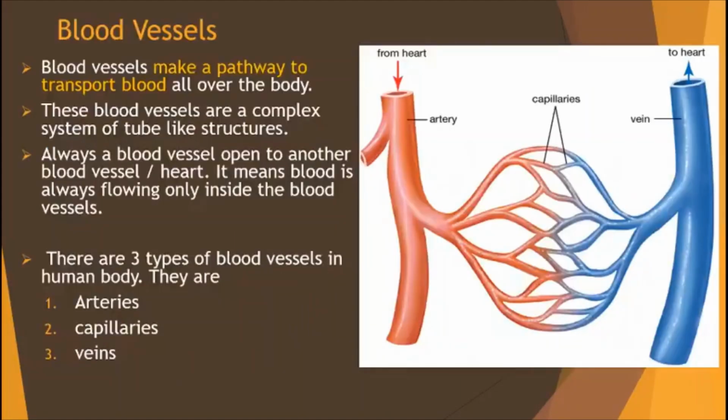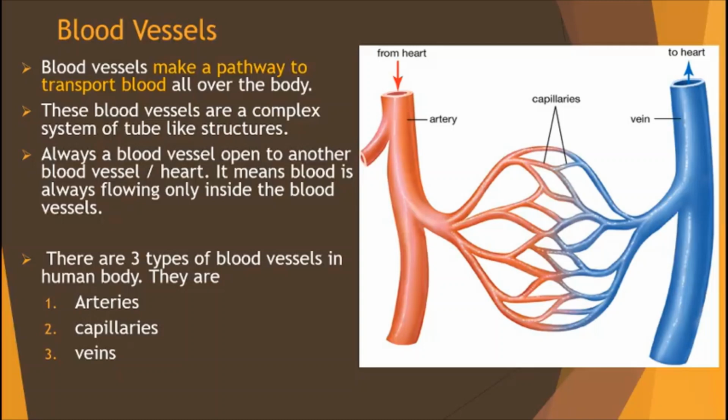Okay, now let's move to study the blood vessels. Blood vessels make a pathway to transport blood all over the body. These blood vessels are a complex system. Always a blood vessel opens to another blood vessel or into the heart. It means blood is always flowing inside the blood vessels or inside the heart.